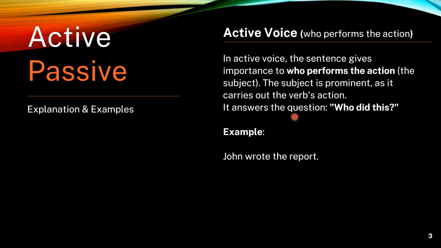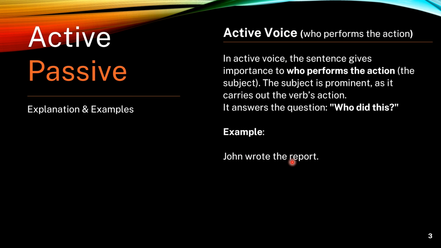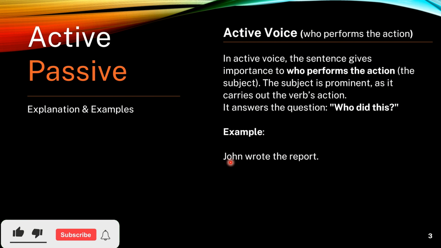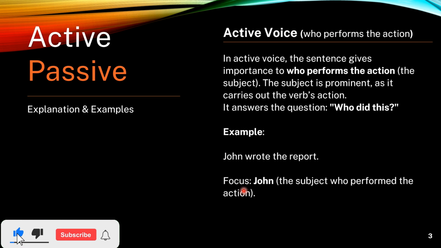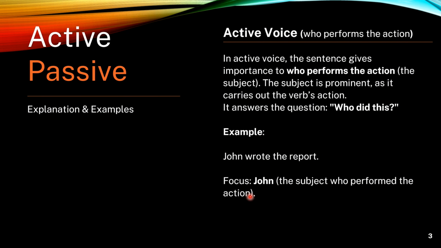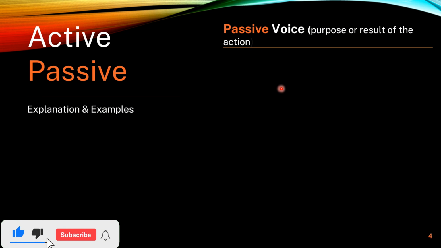Let's understand with an example. I'm having an example which is John wrote the report. So the importance goes to John. Why? Because who wrote the report? That is the question, right? Always remember who is doing the activity. That subject is important when the tone is active. So active voice always has the subject, and according to the active or passive voice, grammar changes. Make sense? So I have already written here, focus is John, who is a subject, right? Who performed the action, who is doing the activity. Makes sense? Let's move to the passive voice and what is the difference.